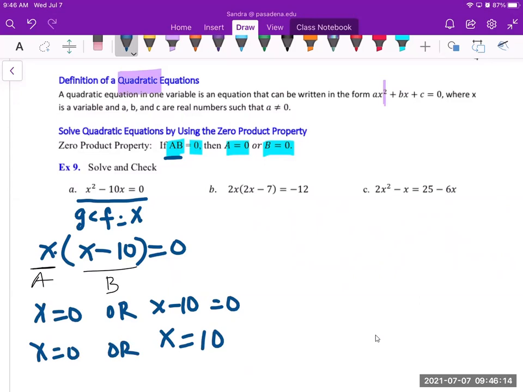And you were kind of doing that right now, okay? So now let's go ahead and check. If X is equal to 0, and I was to plug it in here, just to check it, then A will be 0, but not B, because 0 minus 10 will be negative 10. When I plug in the 10, B will be 0, but not A. So that's okay. Okay, let me go ahead and do example B.